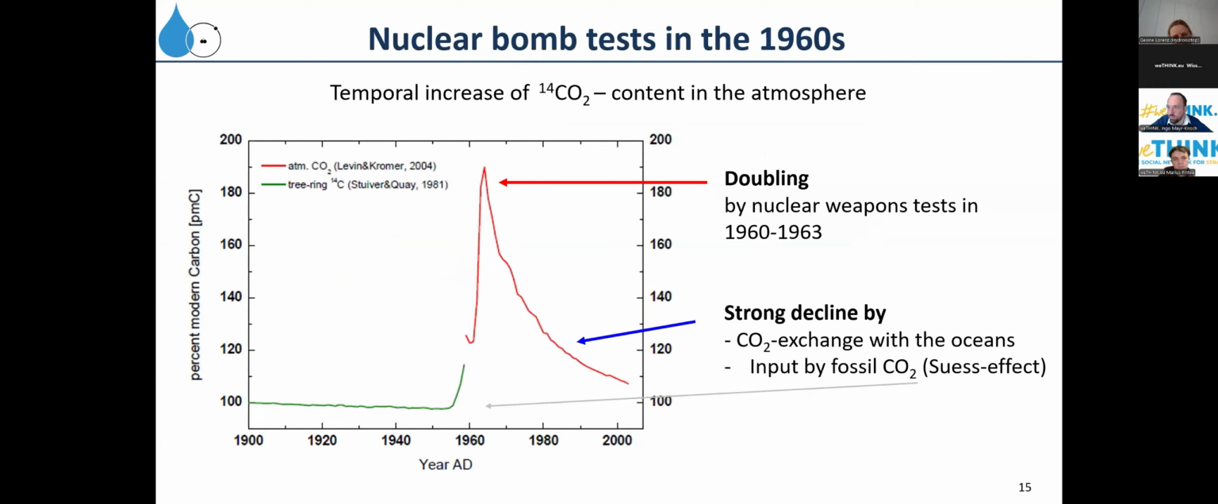In the 1960s, we had a lot of overground nuclear weapon tests. And these tests increased the carbon-14 content of the atmosphere to more than 190% modern carbon. So we have a doubling. After that, we have a strong decline, which is mostly based on the CO2 exchange with the ocean. And the second effect is the input from the industry by fossil CO2, which is called the Suess effect.